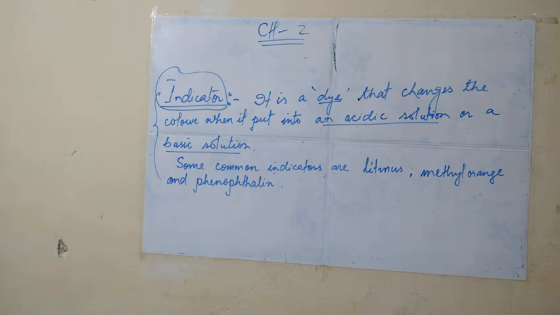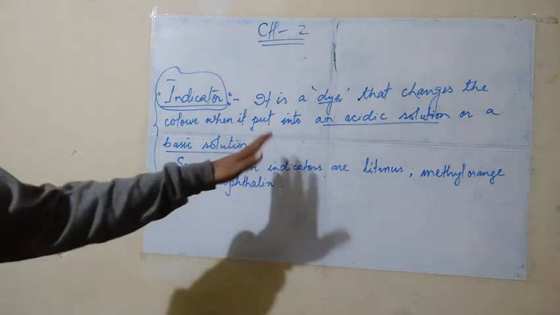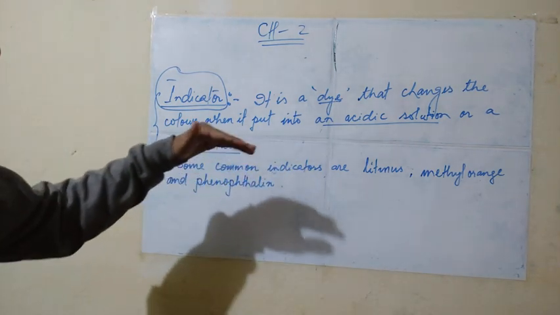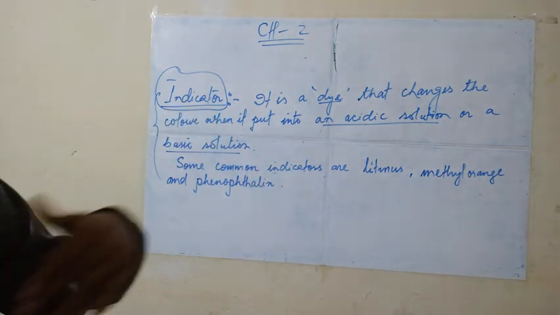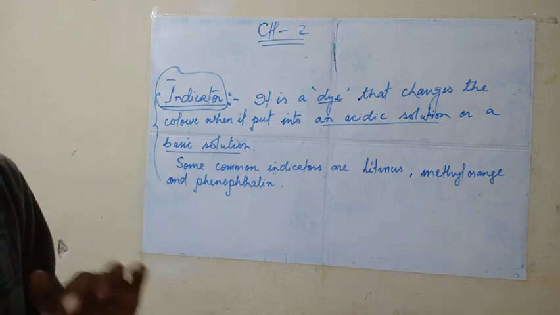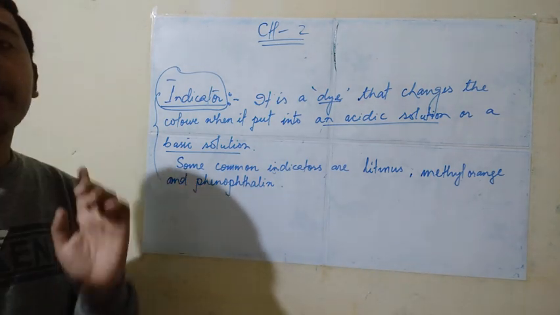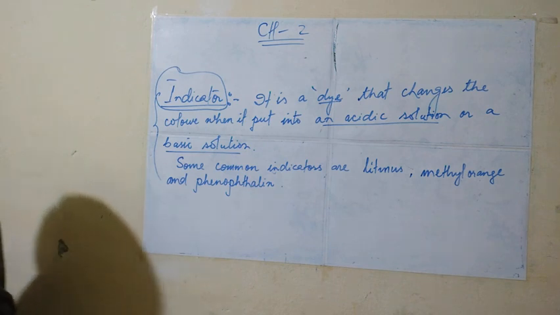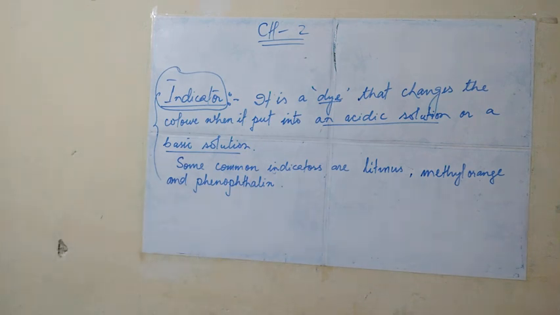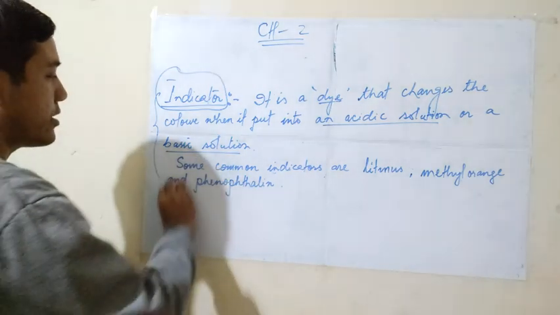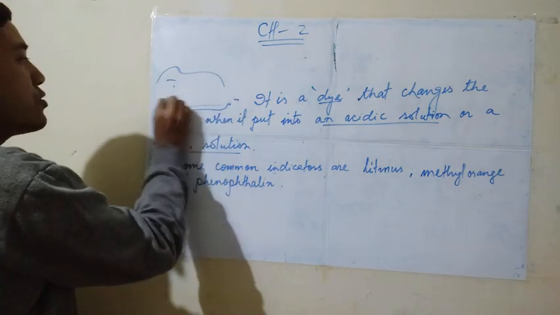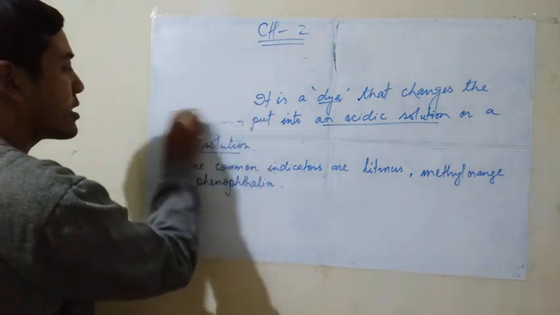Now in this indicator only we are using for the change in the color, right? Don't confuse. An indicator is used to change in the color when it is put into an acidic or a basic solution. Please copy down. Next we are using another different type of indicator.